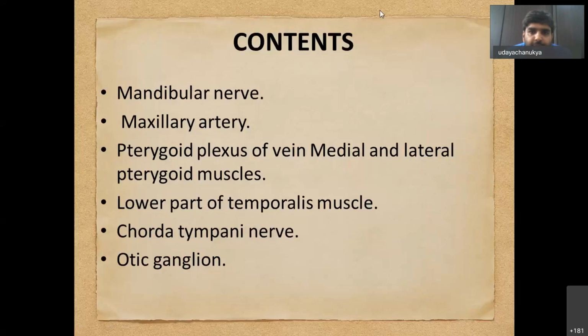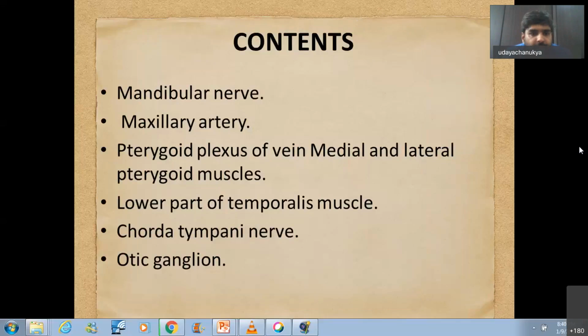Contents of the infratemporal fossa. The contents are the mandibular nerve, maxillary artery, pterygoid plexus of veins, the medial and lateral pterygoid muscles, the lower part of the temporalis muscle, the chorda tympani nerve, and the otic ganglion.